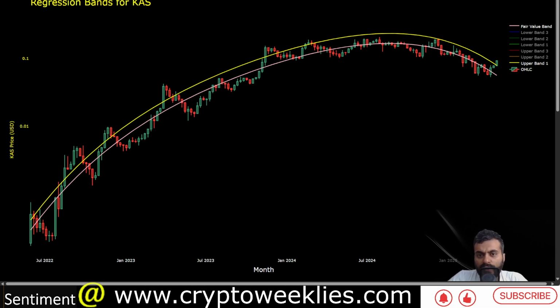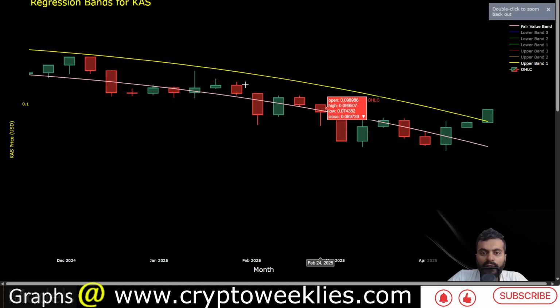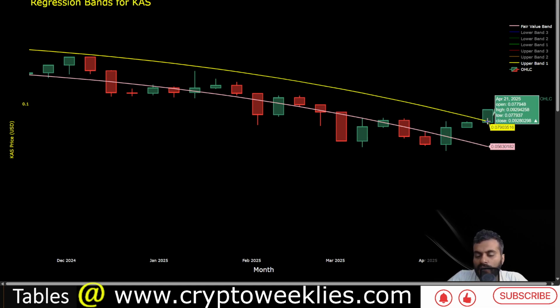All of these graphs that I'm sharing on cryptoweeklies.com are available for free. You don't have to wait for me to make a video on it. You can check them out for your own risk analysis or any quantitative analysis. So the current rally of Kaspa with respect to the regression level has broken out again, not just the fair value, this pink line denotes the fair value, but also the one standard deviation residual applied to the fair value that comes at about 7.5 cents.